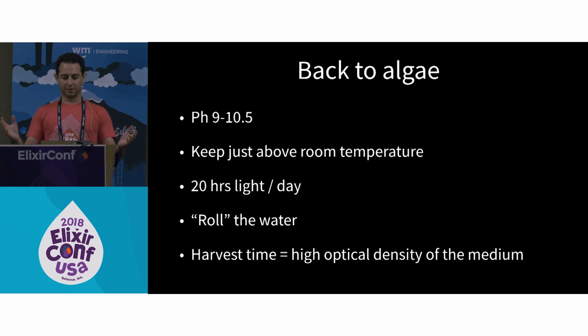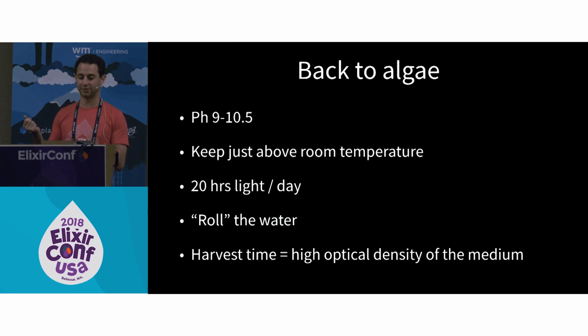So, back to algae. Easy to grow, hard to kill. Give it a good pH range, so the acidity of the water needs to be a certain amount. Keep it above room temperature. Don't give it 24/7 light. There's a little bit of complication in there where you need to make sure that the light is around 20 hours a day. If you give it 24/7 light, it will grow slower.